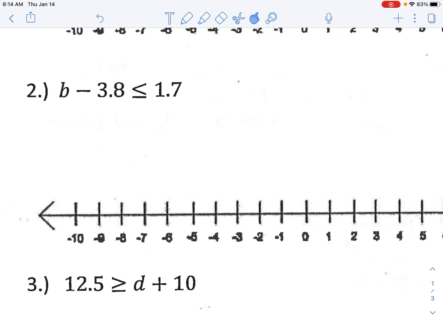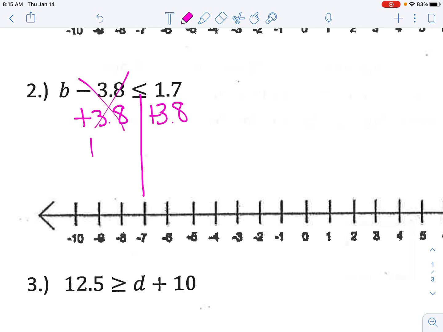So we're finished with that one. Let's try b minus 3 8/10 is less than or equal to 1 7/10. You're going to find your inequality sign, draw your mirror, and do the inverse operation. The opposite of negative 3 8/10 is positive 3 8/10, so these are going to cancel. We have b is less than or equal to, drop your decimal, 5 5/10. Put a box around your solution.